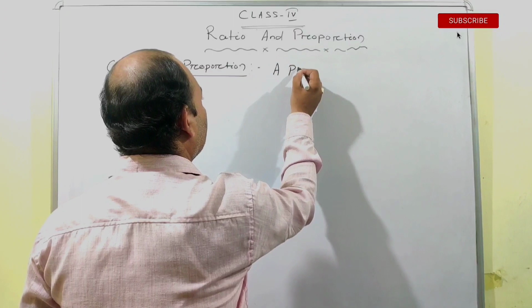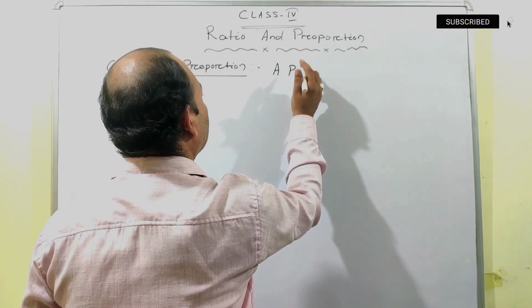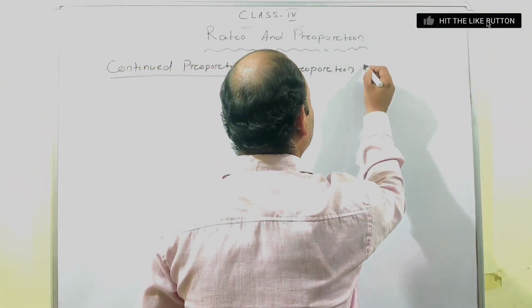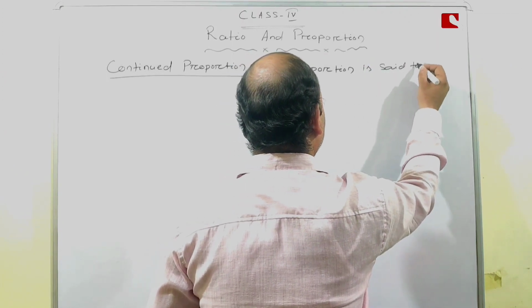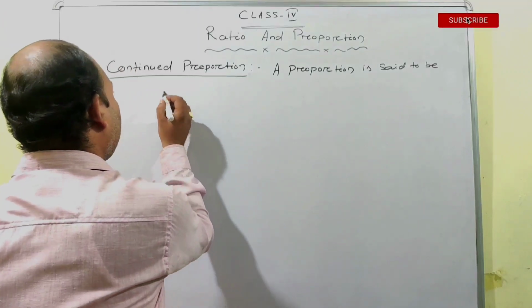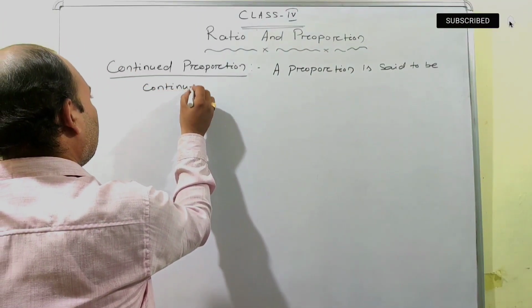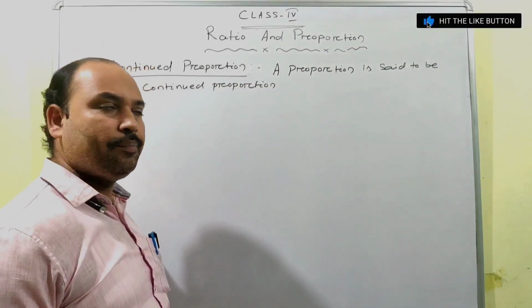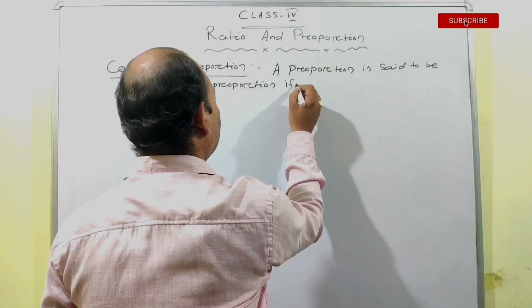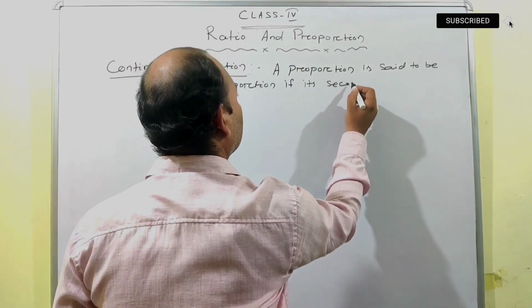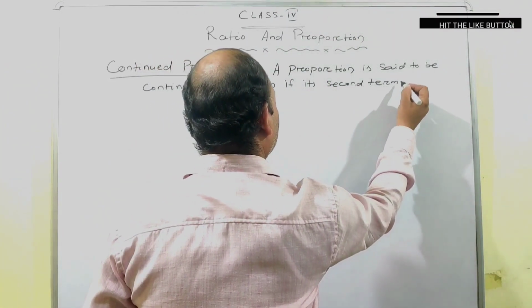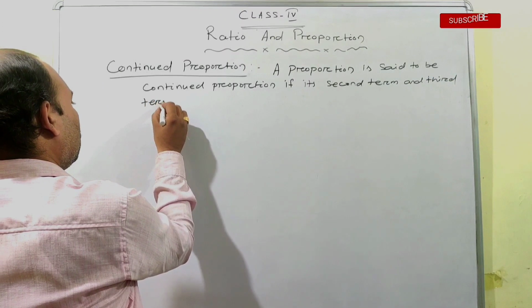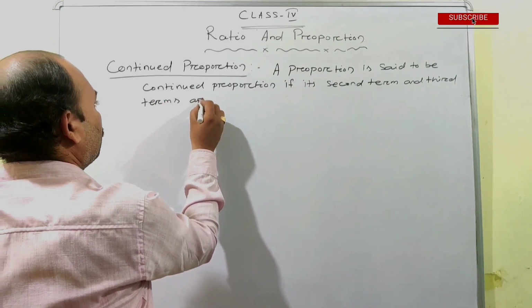So, a continued proportion is what? A proportion is said to be a continued proportion if its second term and third term are equal.